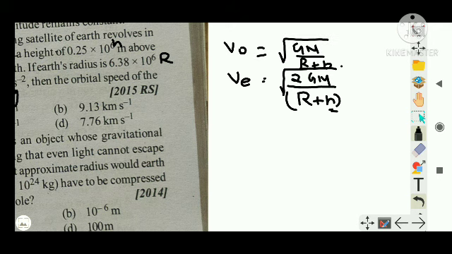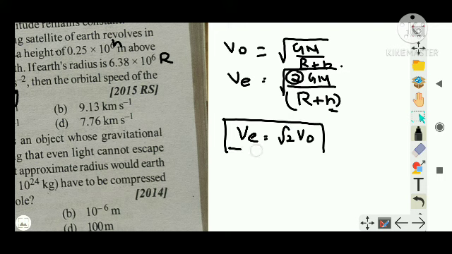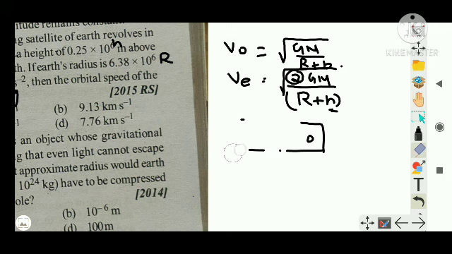So there is only a root 2 difference, or you can even write that escape velocity is root 2 times orbital velocity. Sometimes you can be given just directly the orbital velocity and asked what is the escape velocity. You just have to multiply by root 2. So, moving on to the problem.